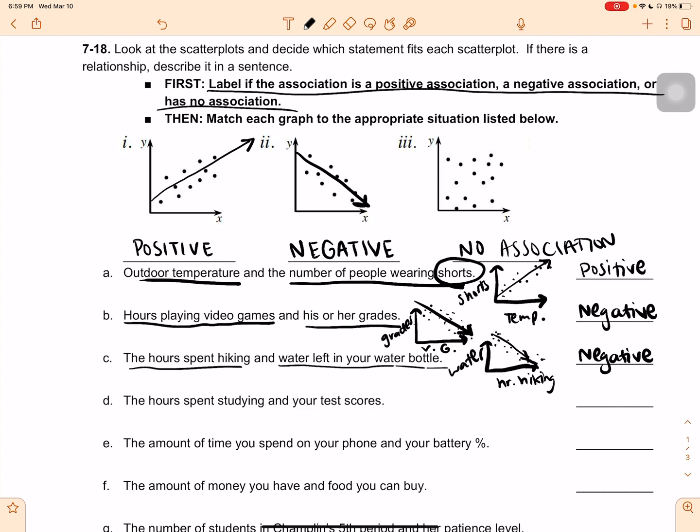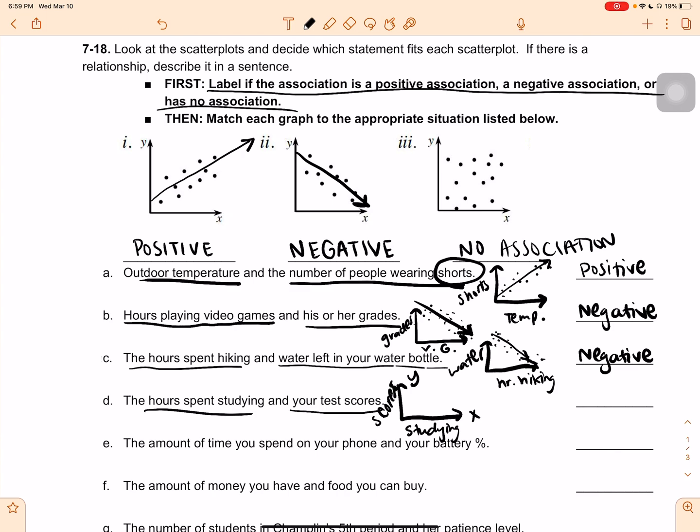So now it says here the hours spent studying and your test scores. This one is very relevant to your lives, right? So the hours spent studying and your test scores. So I'm just going to write scores actually. I have very little space here. I wish I would have provided you with more room. You can always draw them over here too. So the scores and the hours spent studying.